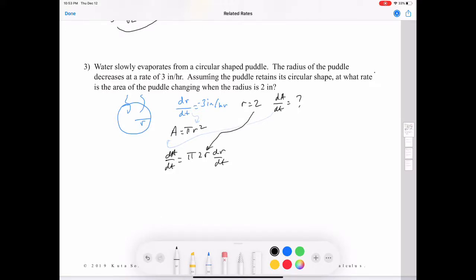R is 2, and our dr dt, we have everything we need. So dA over dt is equal to pi times 2 times 2 times negative 3, this is inches per hour. And 2 times 2 times 3 is 12, so negative 12 pi inches squared, I'm sorry. All right.